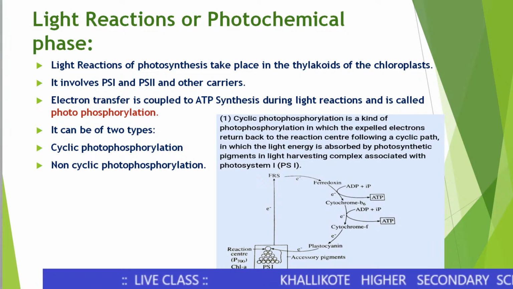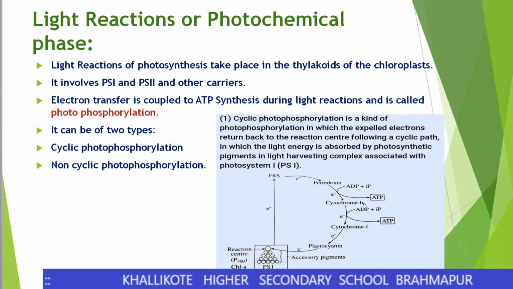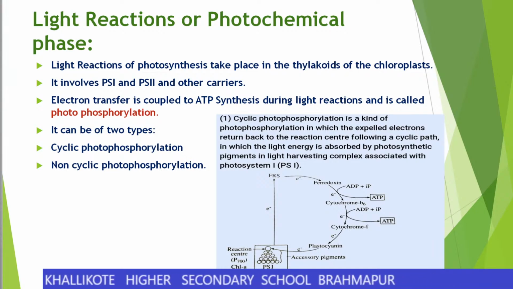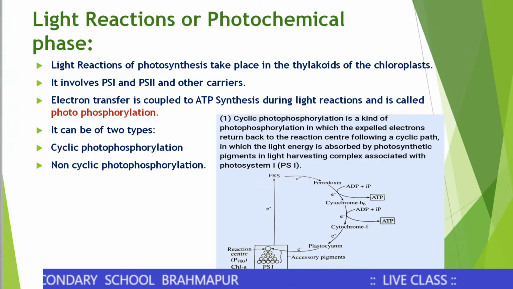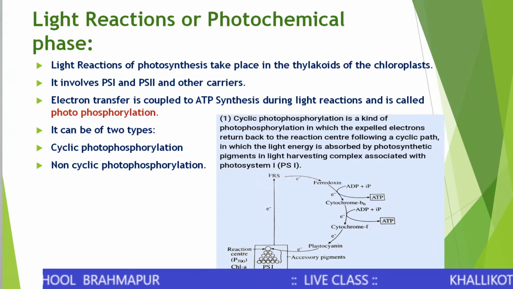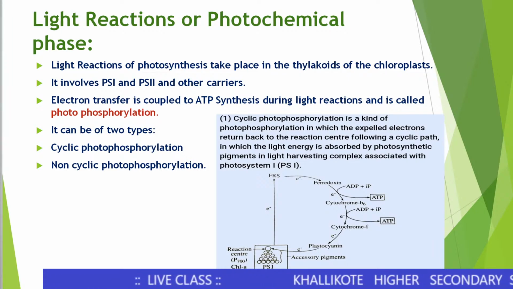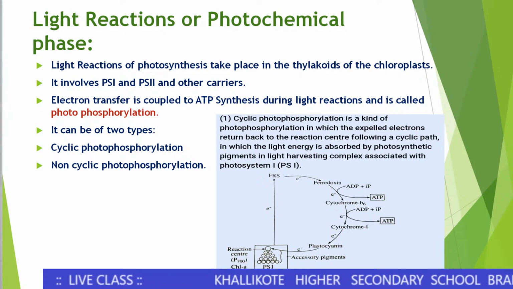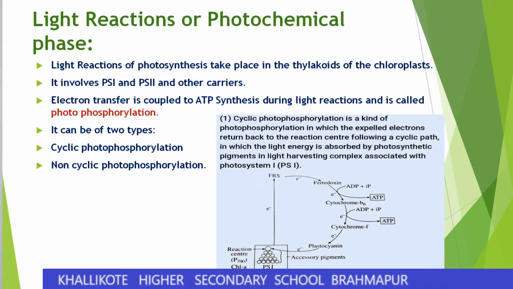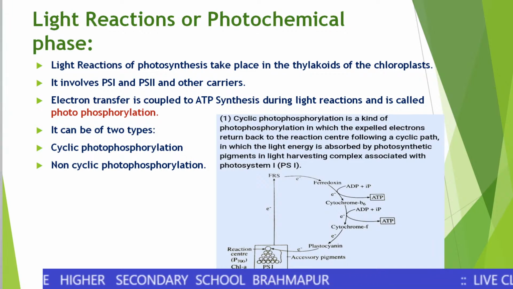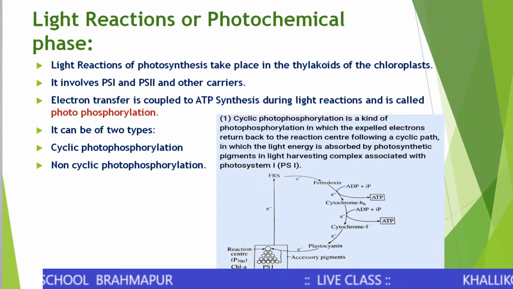Coming to the light reaction, or the photochemical phase of photosynthesis, first let us see where it occurs. The light reaction of photosynthesis will occur in the thylakoid of the chloroplast. The light phase of photosynthesis will involve the two photosystems, that is photosystem 1 and photosystem 2.